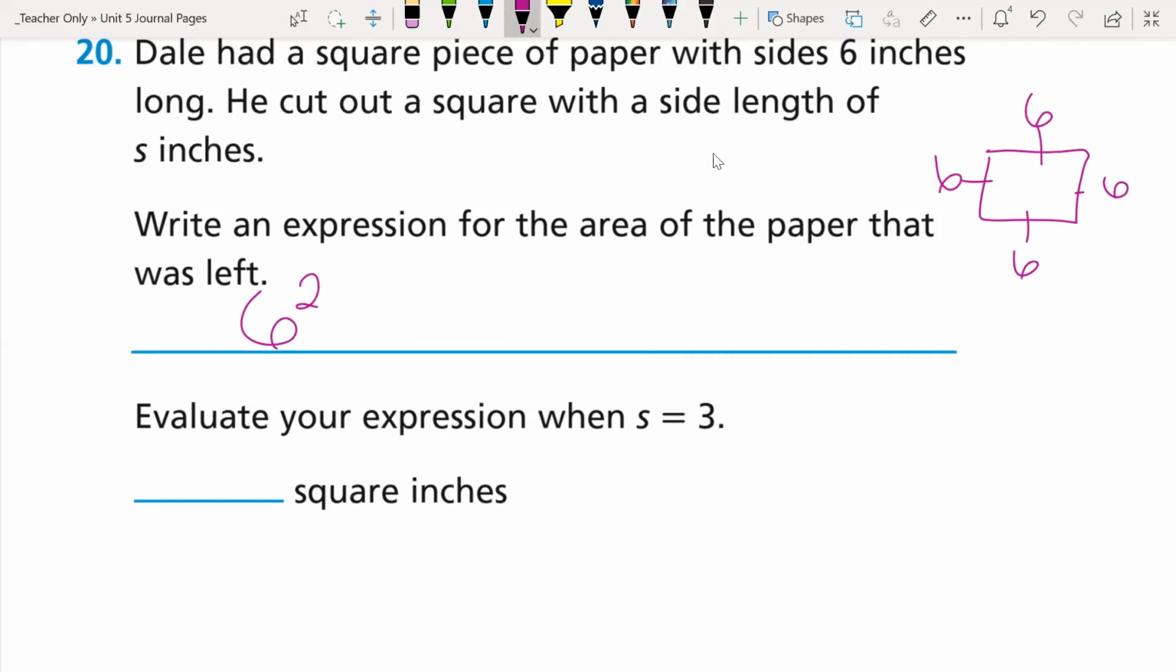And he cut out a square with a side length of S inches. So there's another square, but we don't know how long those sides are. So that's how we do S squared, right? I don't think it's plus though, I think it's minus, right?